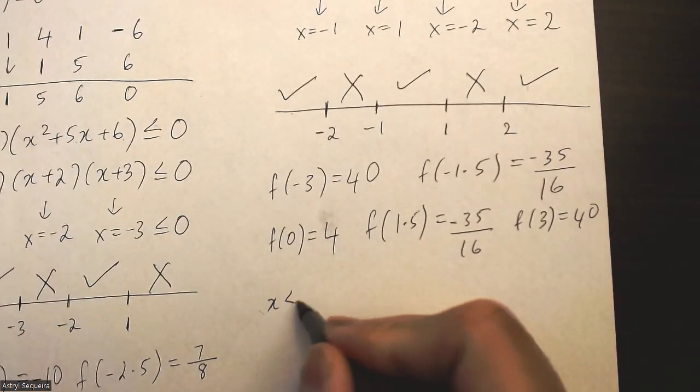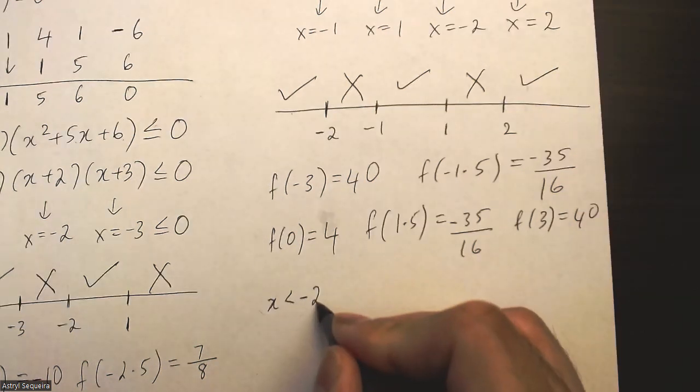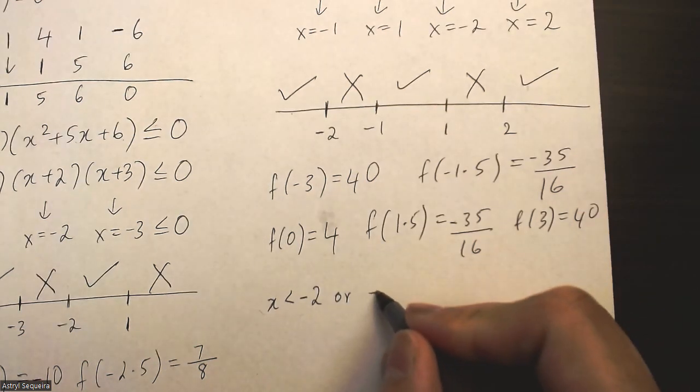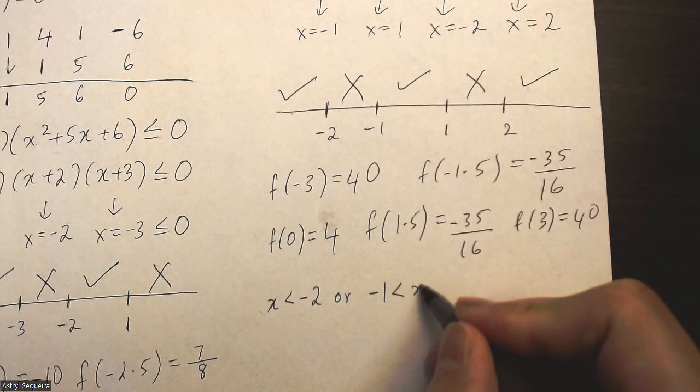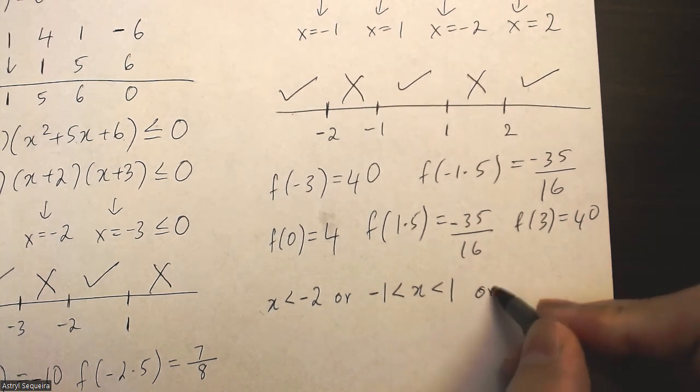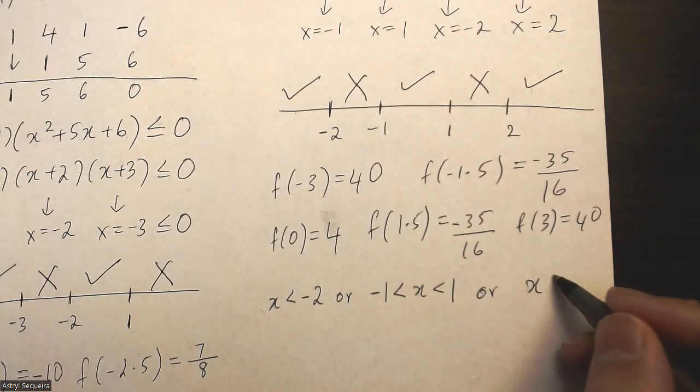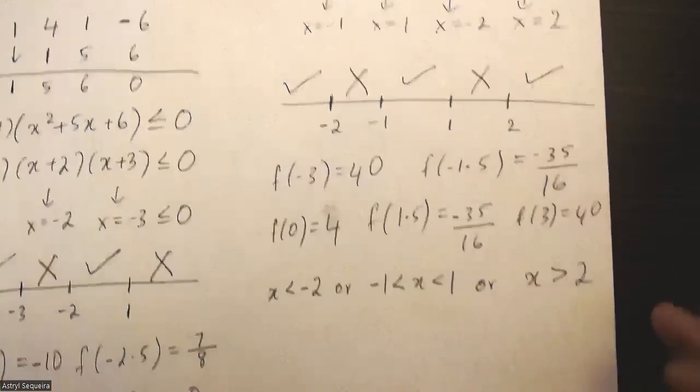First solution is x is less than -2. Second solution is between -1 and +1. And final solution is x is greater than 2.